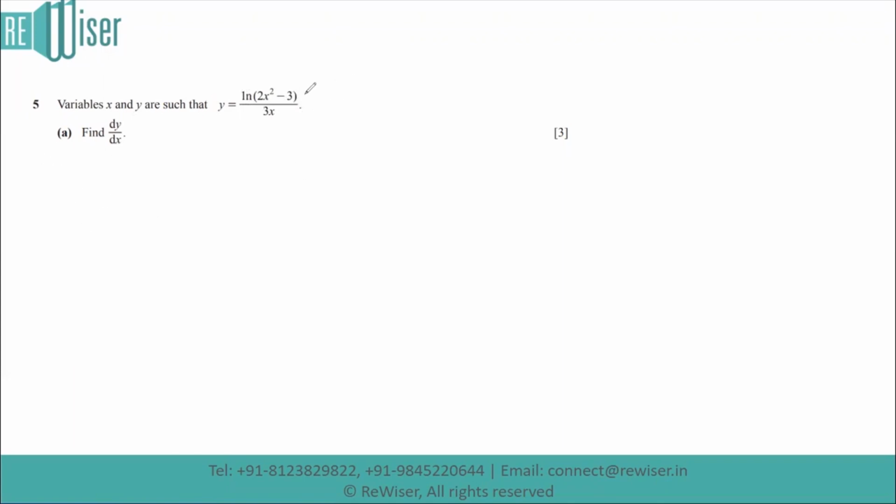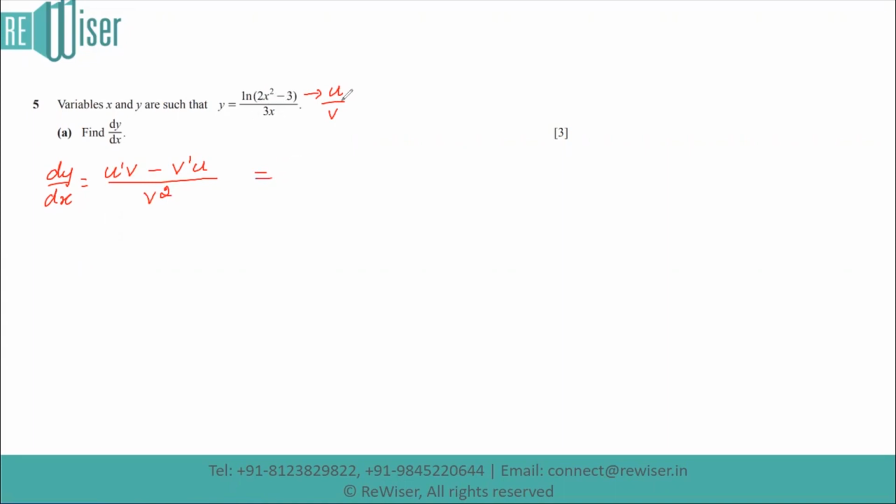Whenever I have anything in the form of u over v, the quotient rule goes something like this: dy/dx would be equal to u'v minus v'u, divided by v². So if I use this rule, this is how it would go.